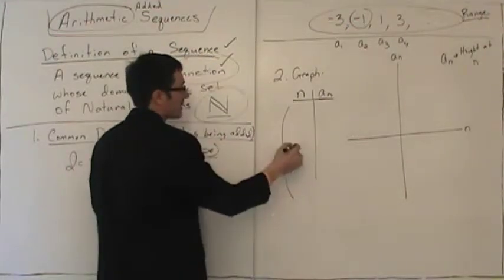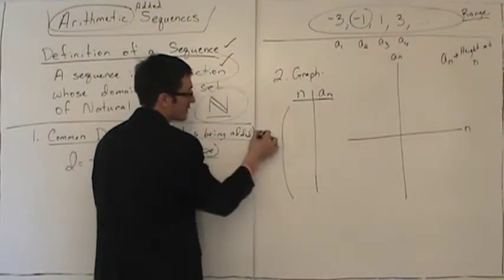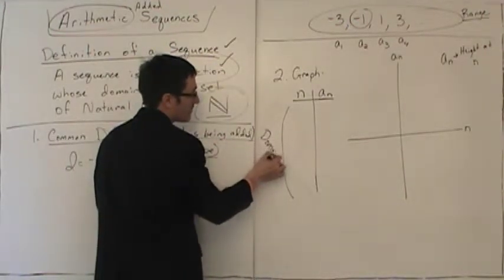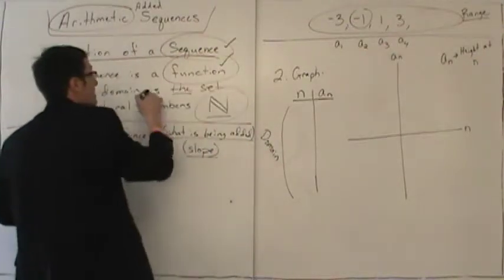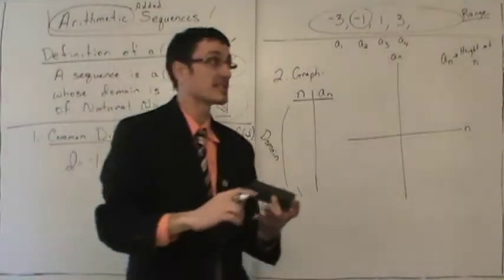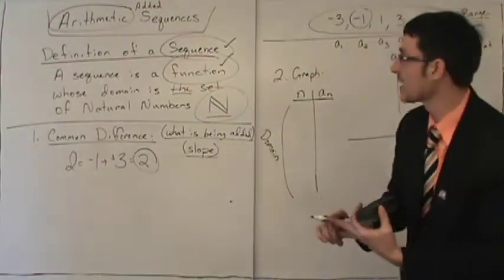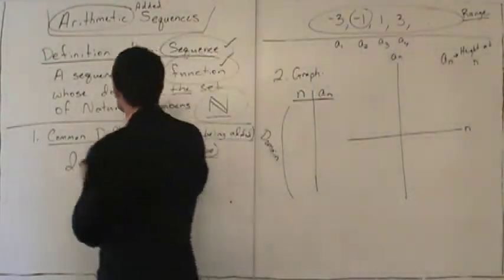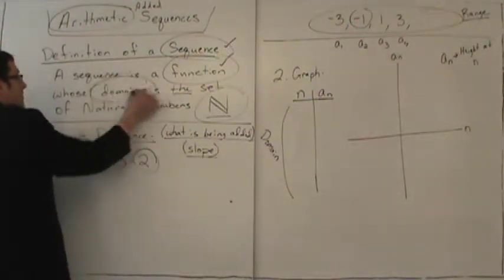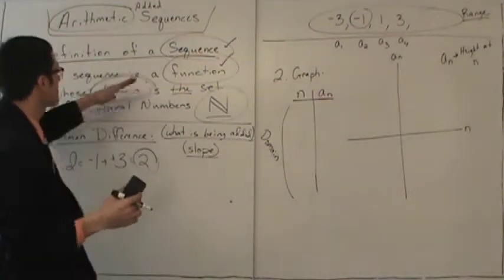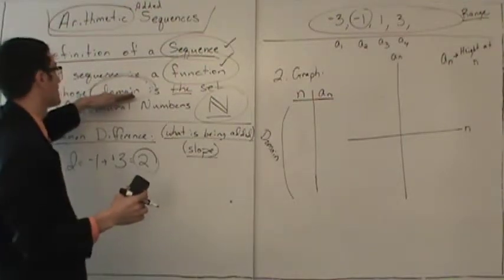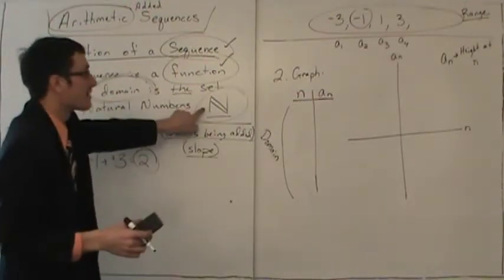Remember that the input is called what? Input is called domain. And we know what the domain is. What is the domain of any sequence? Whether it's arithmetic, we're going to be studying geometric, or any sequence that you can think of, it does not matter. What is the domain of a sequence? Regardless of what sequence you're looking at, the domain is what? The set of natural numbers.